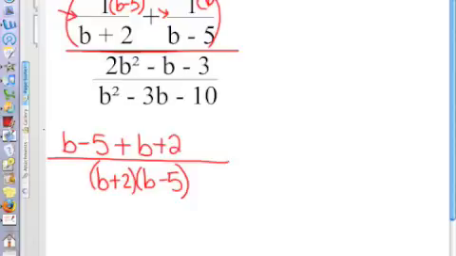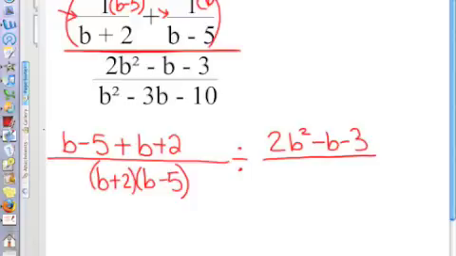And then I can combine these two terms, these like terms, but I'll do that in the next step. Because once I get this answer, here's my division bar, which means I am dividing by 2b squared minus b minus 3 over b squared minus 3b minus 10.